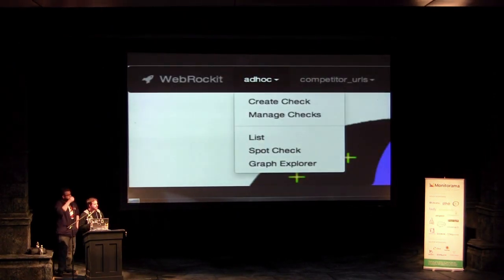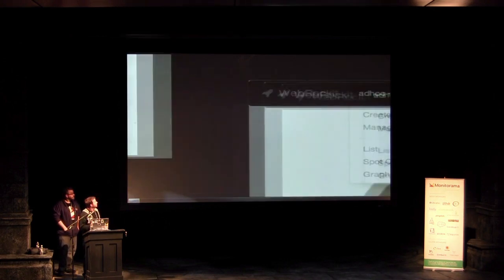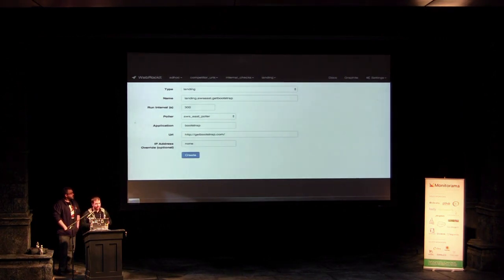So also, when you create a type, it basically creates a navbar menu at the top with a few things like creating and managing checks for that type, and then also presenting the data that is going into that type. So let's create a check.